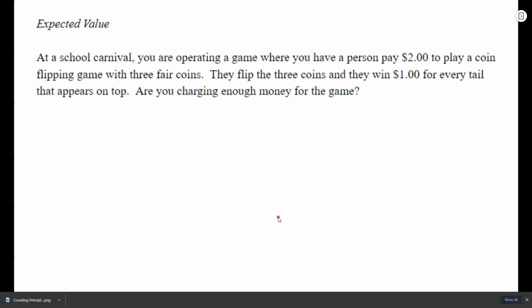So at a school carnival, you are operating a game where you have a person pay $2 to play a coin flipping game with 3 fair coins. They flip the 3 coins and they win $1 for every tail that appears on top. Are you charging enough money for the game?